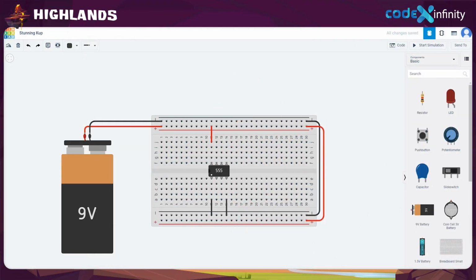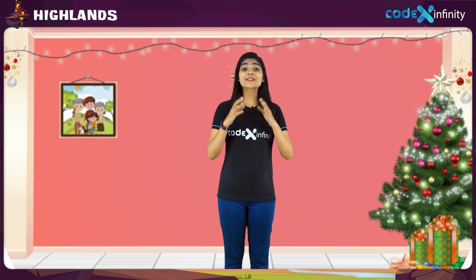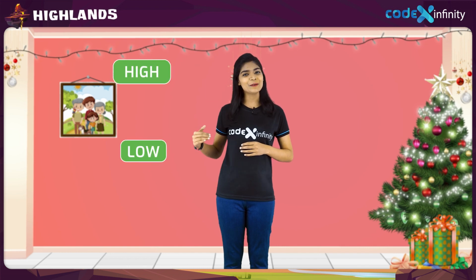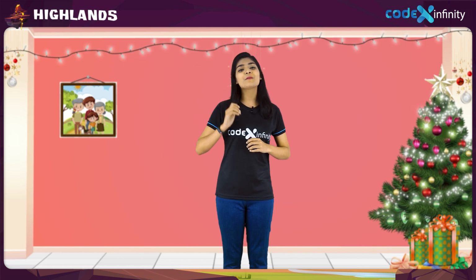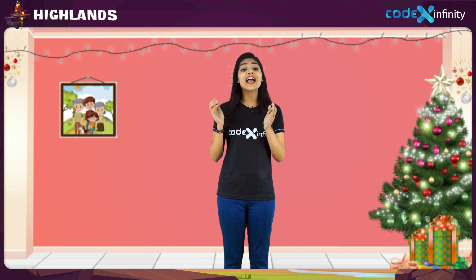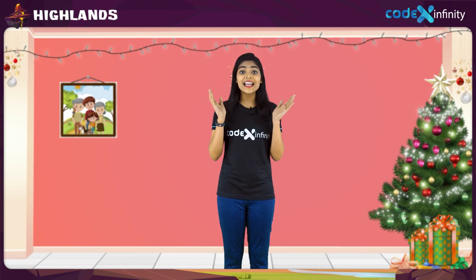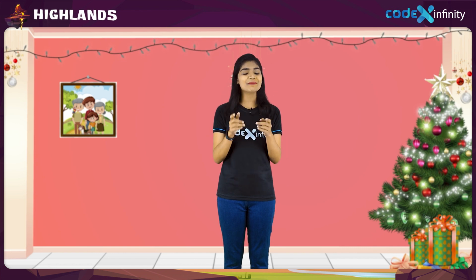Fairy lights are incomplete without the lights. So let's add some LEDs and toggle them. So the 555 timer has two outputs, high and low. When the output is high, one of the LEDs should turn on, and when the output is low, the other one should glow. Let's see how the LEDs work with the help of the 555 timer IC.